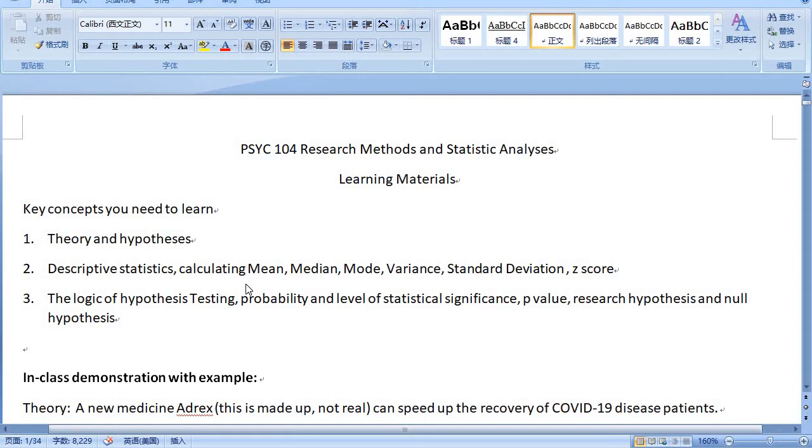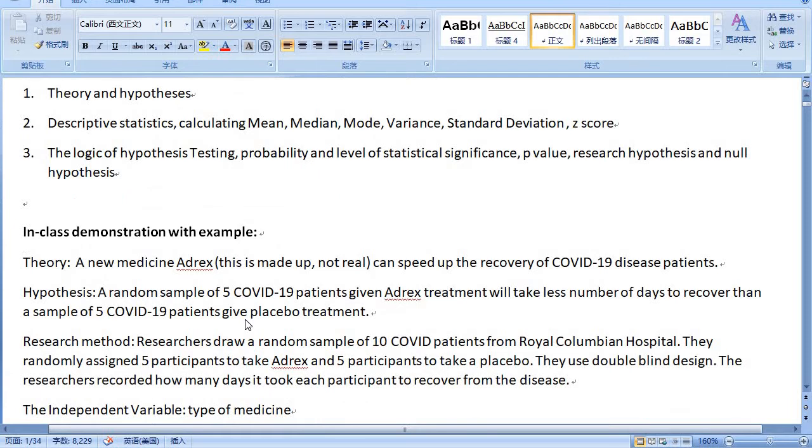We're going to review a little bit on the differences between a theory and a hypothesis. And then we're going to talk about the logic of hypothesis testing. We're going to talk about the significance level, the p-value, the research hypothesis, and the null hypothesis. Let's look at an example.